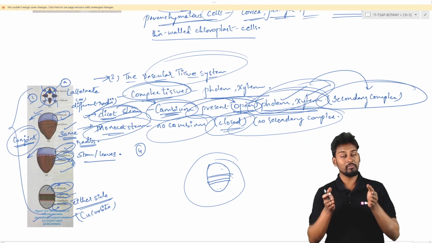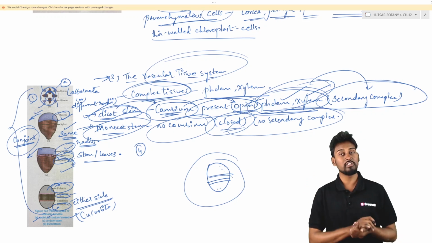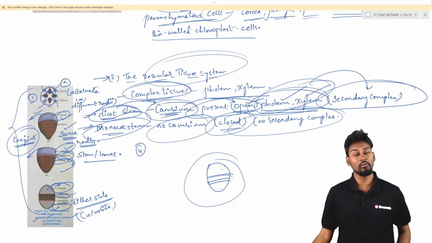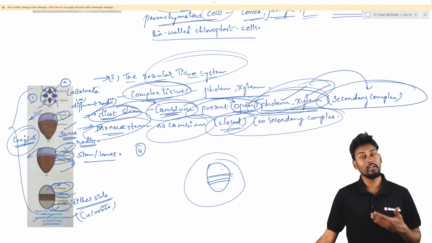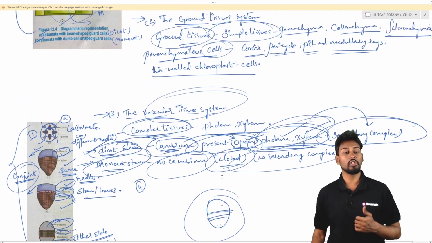So the cambium tissue is the one separating the xylem, which is in the center, and the phloem, which is present on the peripheral side. This kind of structure is called the bicollateral type, which is generally observed in Cucurbitaceae, the cucumber family. That is the plant which shows the presence of phloem on either side of the xylem. So this is about the ground tissue.